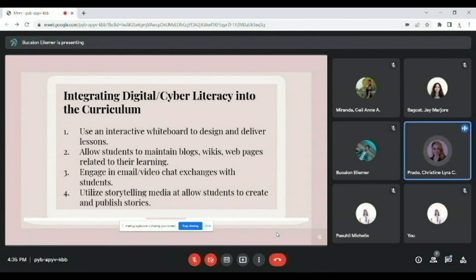Third, engage in email, video, and chat exchanges with students. So, giving students a chance to connect at a social level with their peers before jumping into an academic conversation can help them feel more comfortable sharing their ideas with the group.